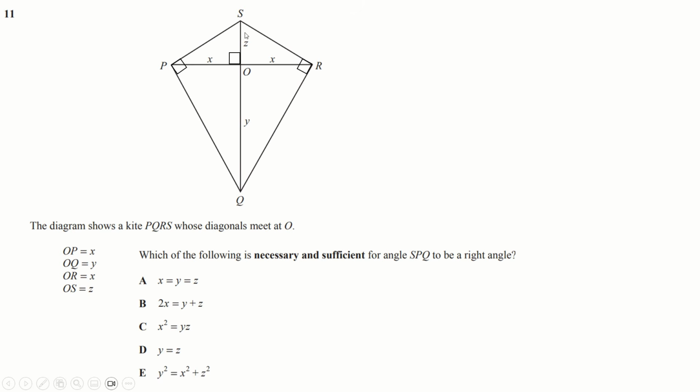Now, if it has two pairs of opposite angles adding up to 180, that means that you can put a circle around this kite and do this.